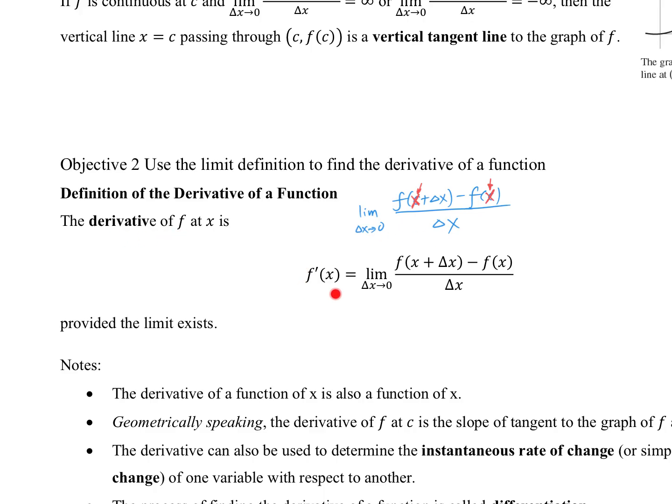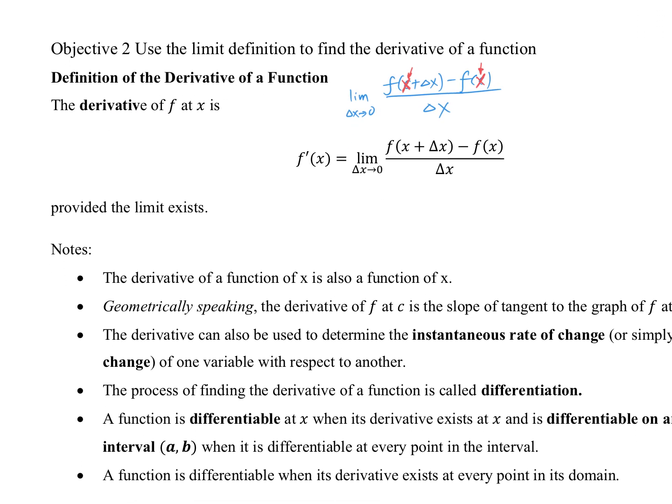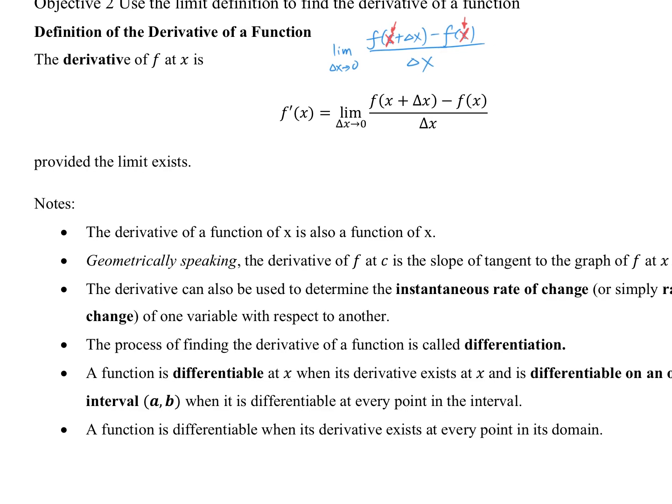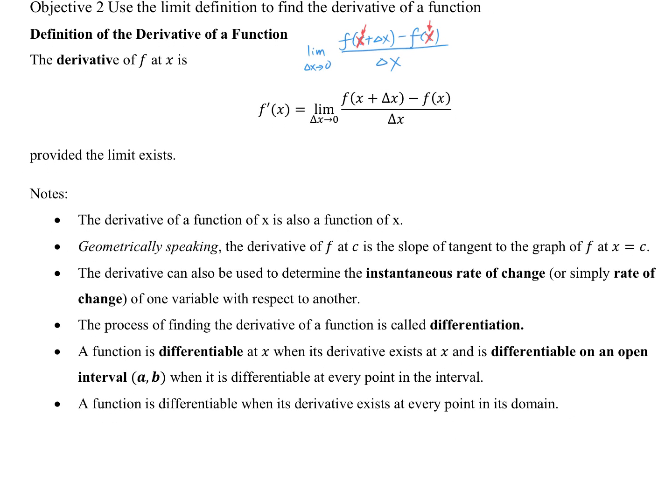So here's how it is defined. The derivative of f is the limit of this difference quotient. Of course, provided these limits exist. When these limits exist, we say the derivative exists. There are a few important notes here.